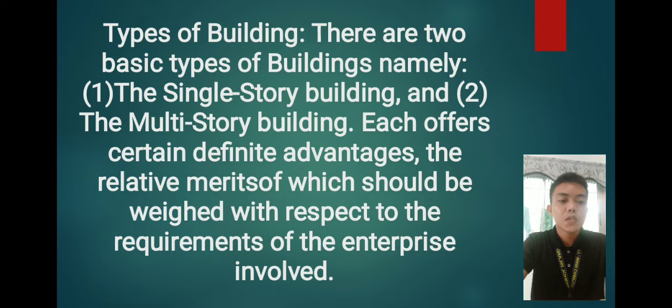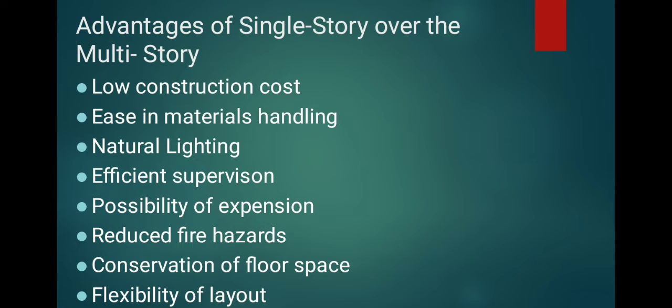Types of buildings. There are two basic types of buildings, namely the single-story building and the multi-story building. Each offers certain definite advantages. We have the advantages of single-story over multi-story: low construction cost, easy material handling, natural lighting, efficient supervision, possibility of expansion, reduced fire hazards, conservation of floor space, and flexible layouts.